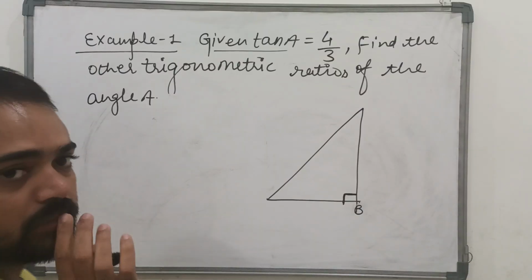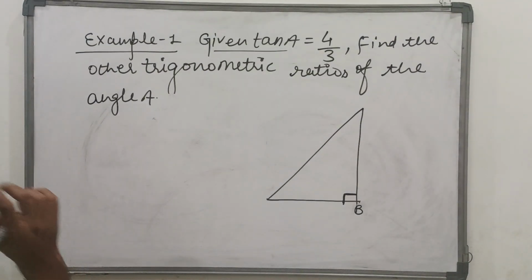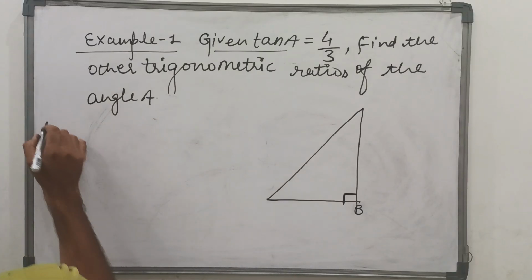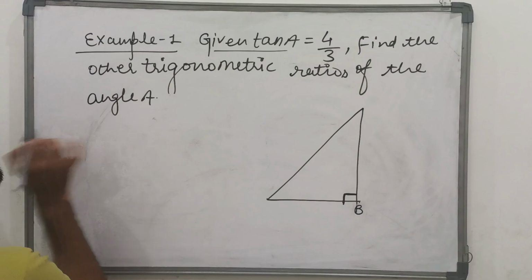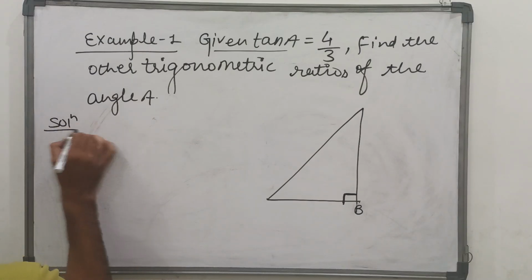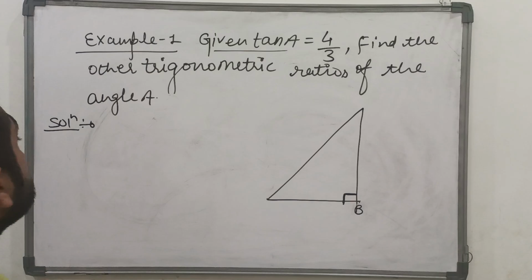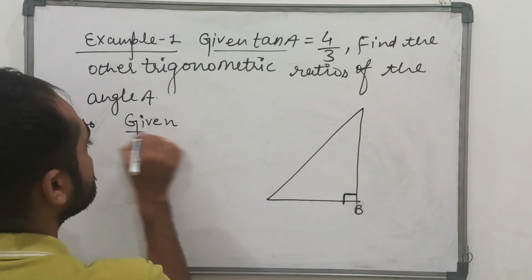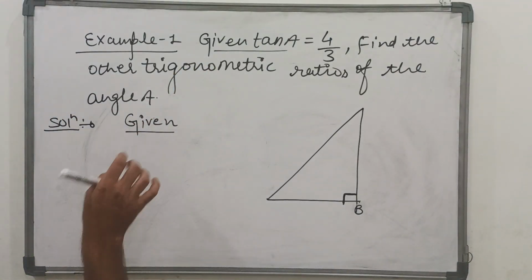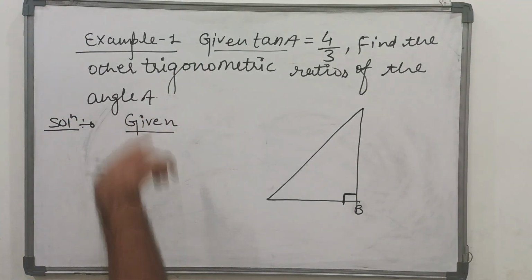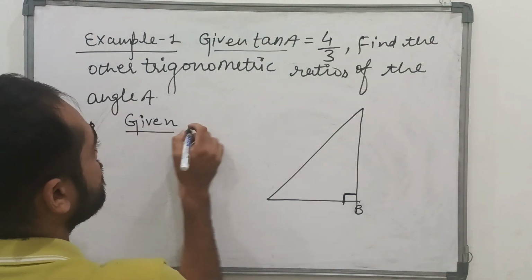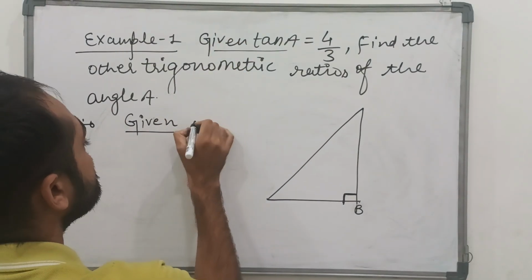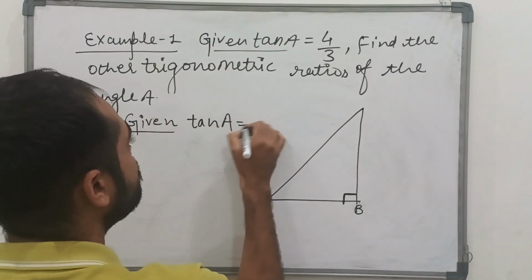So first of all we will write. How will we write in the CBSE board examinations? First of all I will write solution. Then I will write the given, what is given in the question. Given: tan A is equal to 4/3.